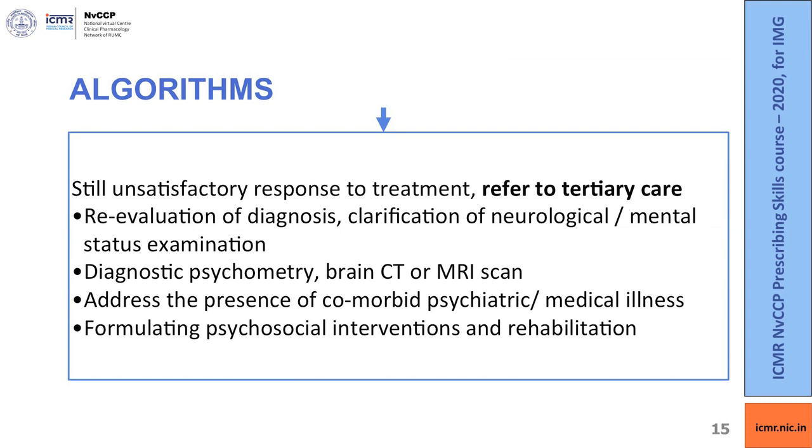If there is still an unsatisfactory response to treatment, refer to a tertiary care center where they will re-evaluate the diagnosis and look for clarification of neurological and mental state examination. They will do diagnostic psychometry, neuroimaging, address the complications because of comorbid psychiatric or medical illness and formulate psychosocial intervention and rehabilitation.